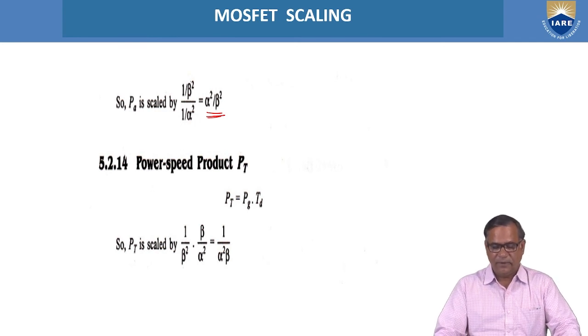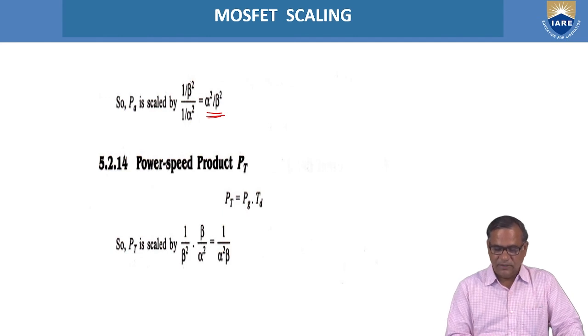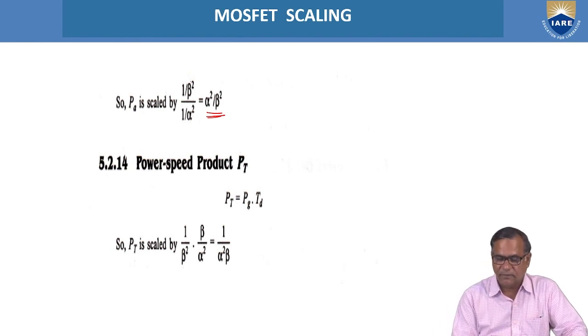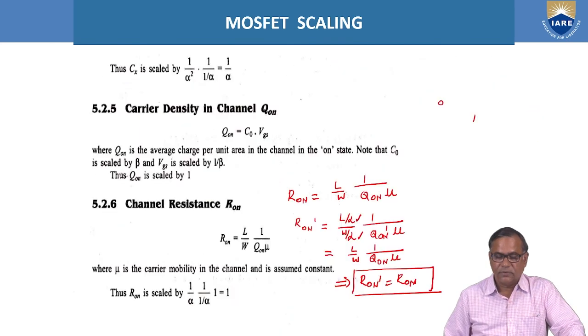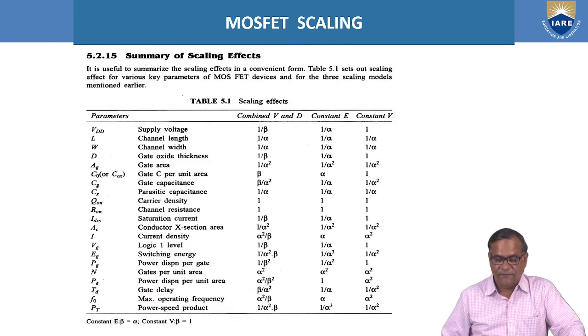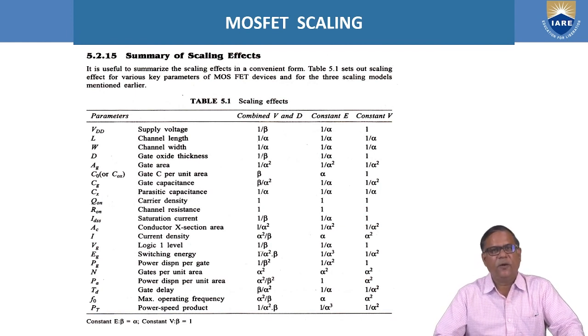The final parameter is the power speed product PT, which is given by PG dot TD. The PG, as we just discussed, is scaled with a factor 1 by beta square, and delay is scaled by the factor beta by alpha square. So we can say that the power speed product is scaled with factor 1 by alpha square beta. So we discussed the scaling effects on various parameters using a combined model.